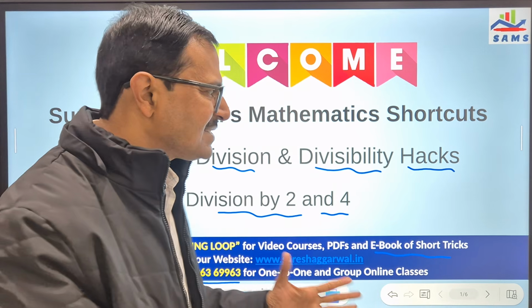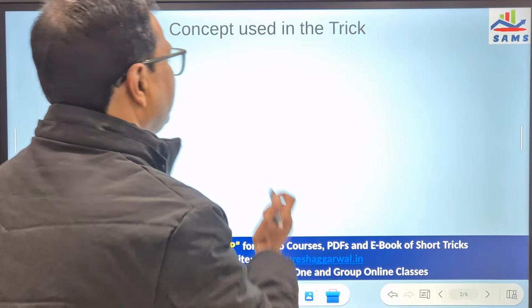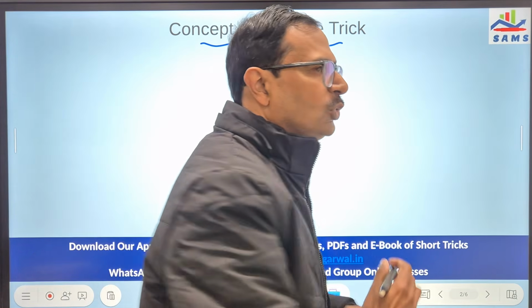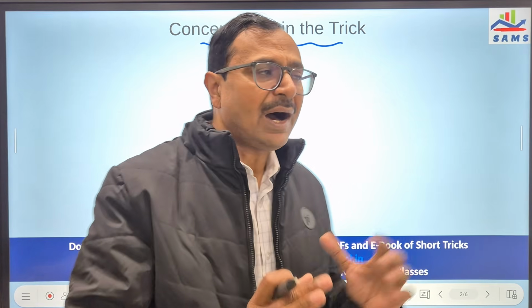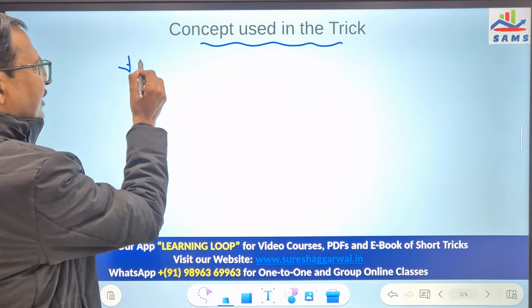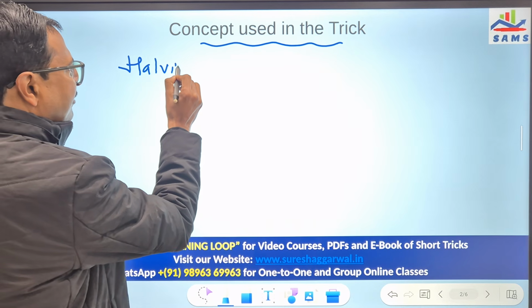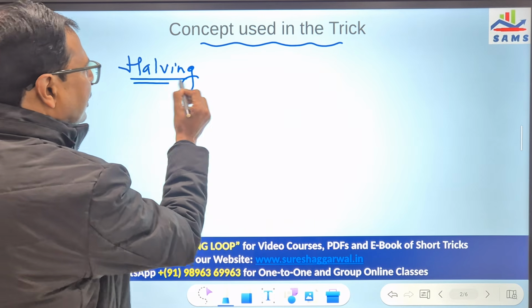So friends, let's see what is the concept behind the trick which I am going to take up for dividing numbers by 2 and 4. Halving. Now this is a very important skill. Halving, or taking the half of numbers.